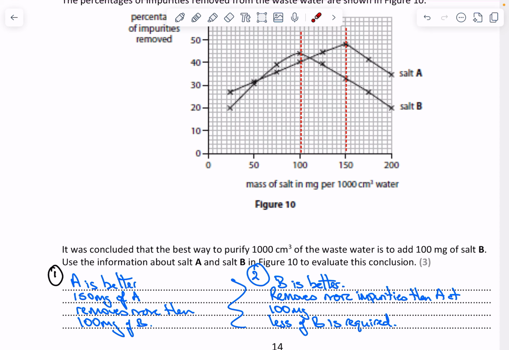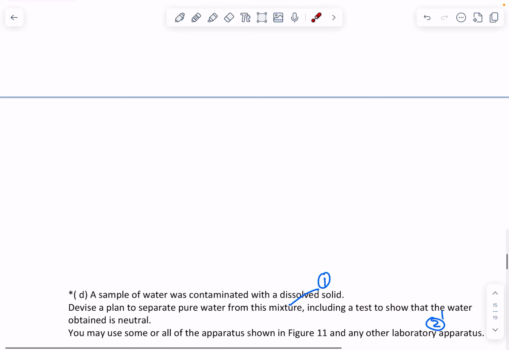You could also argue that A is better because if you add 150 milligrams of A, then you are removing more impurities than 100 milligrams of B. So that's another argument you can say. You can say A is better because 150 removes more impurities than B. Either one can be correct. It's just how you present your argument that's going to get you the marks.